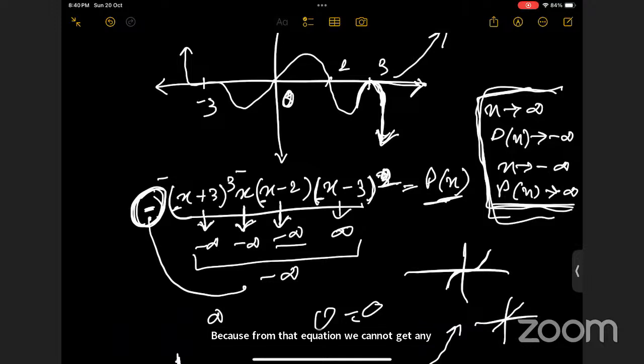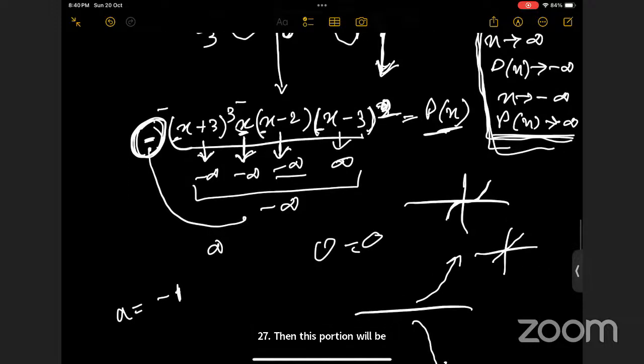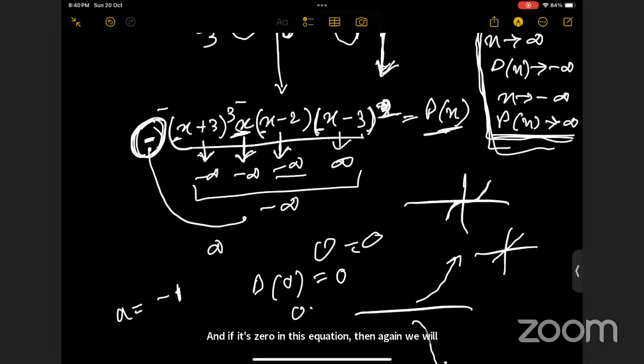No, madam. If you substitute x equal to 0, we'll get a constant term, right? That is only the a value, right? So here 3 power 3 is almost 27. Then this portion will be 0. And all are in product only, so all will be 0. If we put 0 in this equation, then again we will get 0 for this x, right? So we cannot conclude anything from this equation in this way.